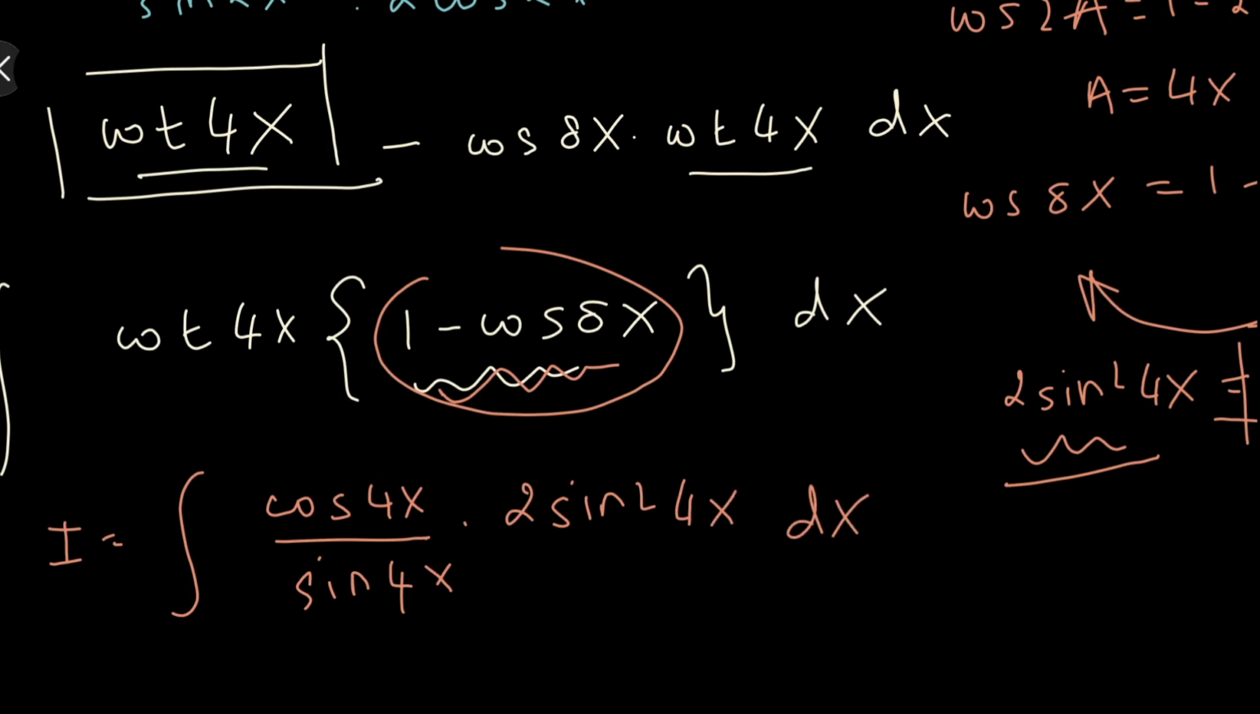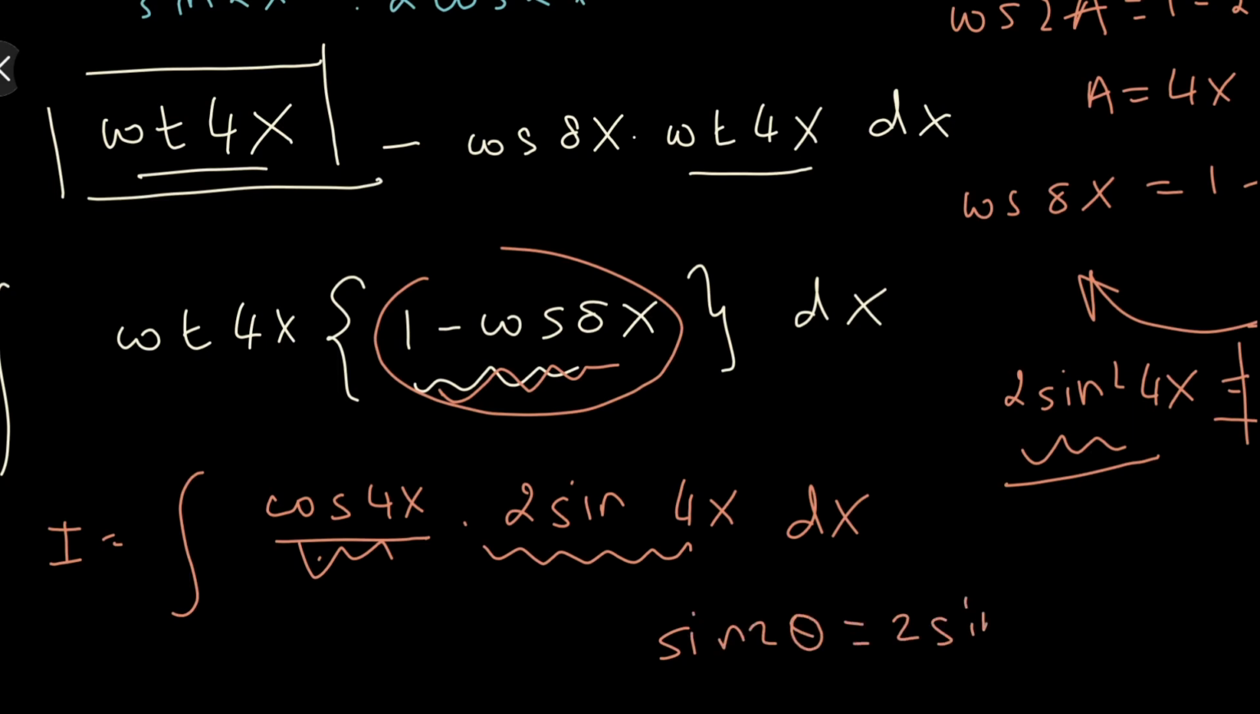Now I can see that sine square 4x divided by sine of 4x will simply give me sine of 4x in the numerator. Now again we can see 2 times sine of theta into cos of theta will give me sine of 2 theta.